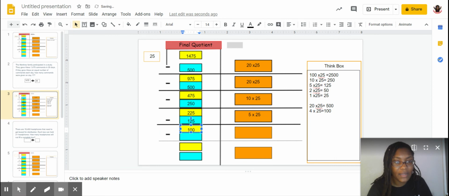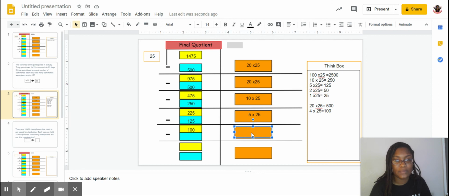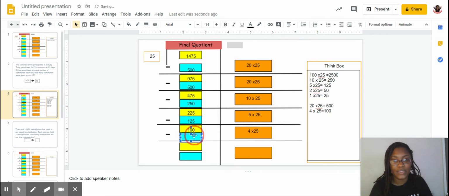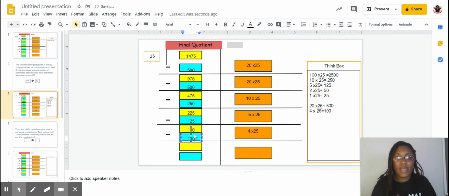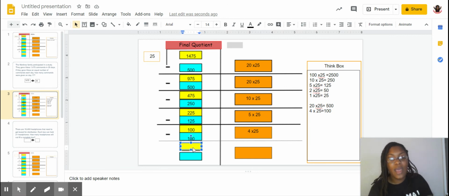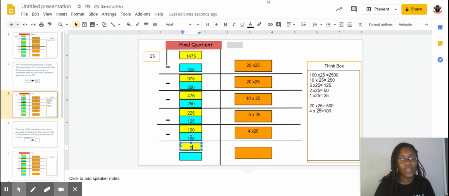I'm going to look in my box again. And I see one that is equal to 100. So I'm going to be using that. All right, so 4 times 25 gives me 100. So I'm going to subtract. And when I subtract 100 minus 100, I get 0. And anytime I get to 0 or less than my divisor, I know that I'm done.